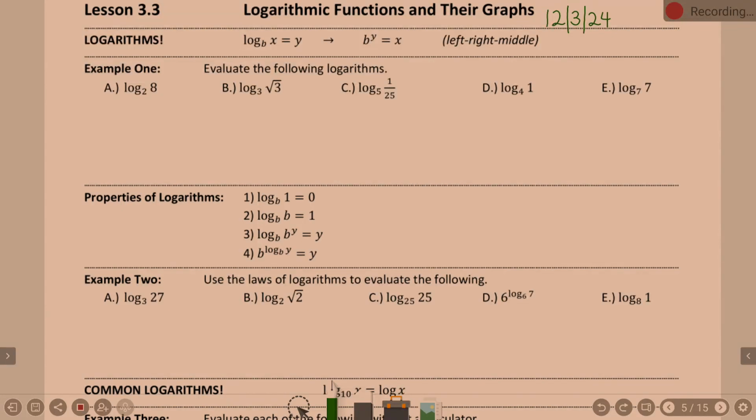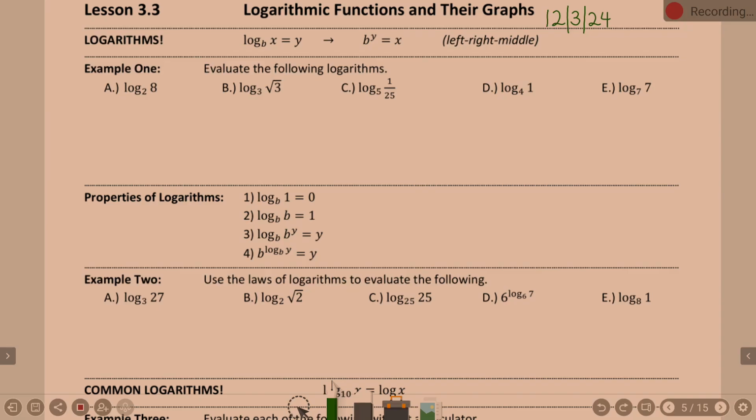3.3 is when we reintroduce logarithmic functions. Okay? We're going to reintroduce logarithmic functions. Now, with that in mind, we did logarithmic functions back in Algebra 2, right? A little bit. Okay, so some of this is going to seem familiar. Some of it's going to be new.